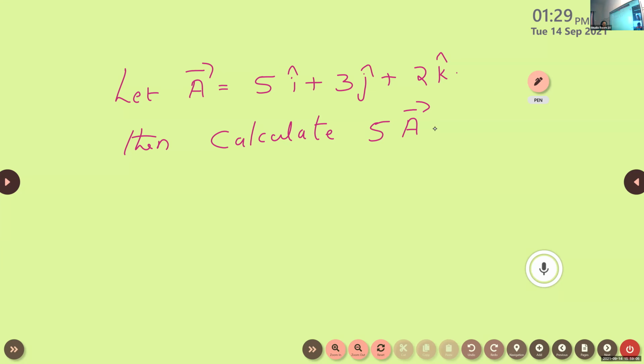Similarly, you can form an equation for any scalar quantity. If you are asked to find 3 vector A, 3 vector A is equal to 3 into magnitude of vector A into A cap. Whatever the vector A is given, you just substitute that value instead of vector A. So this is about the multiplication of a scalar by a vector. Now we are going to discuss the next topic.